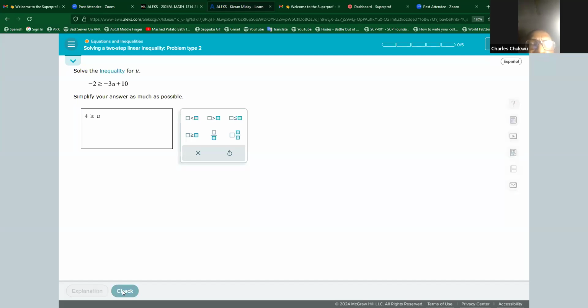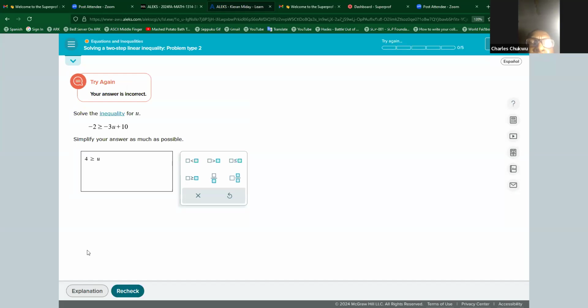Now take note. Whenever you divide, hold on, we're not done. Now, when you divide both sides of an inequality, remember we're dealing with an inequality now. If it had been an equation, we wouldn't need to do this. But since it's an inequality, anytime you divide both sides of an inequality by a negative number, guess what? The inequality will reverse. That means your greater than or equal to would become less than or equal to.